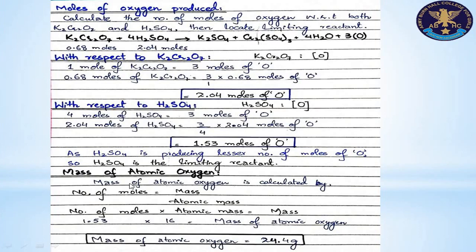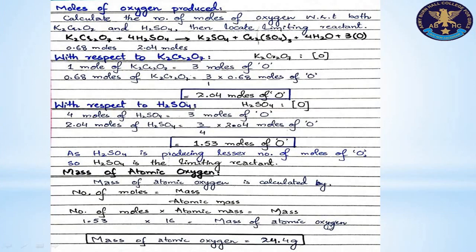And now we have to calculate the mass of atomic oxygen. How can we calculate the mass of atomic oxygen? We can calculate it with the help of this formula: number of moles is equal to mass divided by atomic mass. For the calculation of mass, cross multiply the number of moles with the atomic mass. We have to proceed with the number of moles of the limiting reactant.